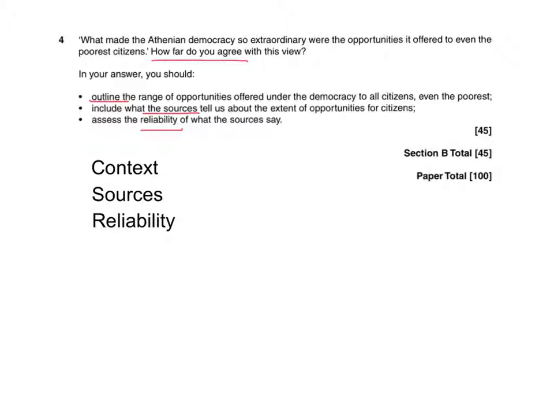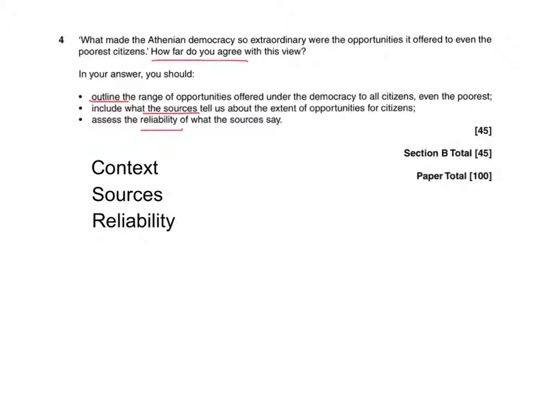A quick word on the difference between context and sources. Obviously, all our information about Athenian democracy, as any period of history, will come from sources. So you might think that this is a bit of a false dichotomy. However, what it's really asking us about is the sources in the spec, and the context is the rest of the information we have about the period and your general knowledge that could corroborate or contradict the sources. We might even include in context the interpretations of historians about these sources.